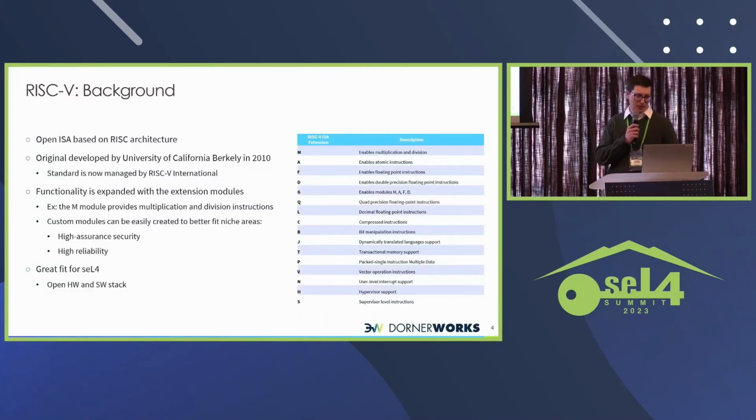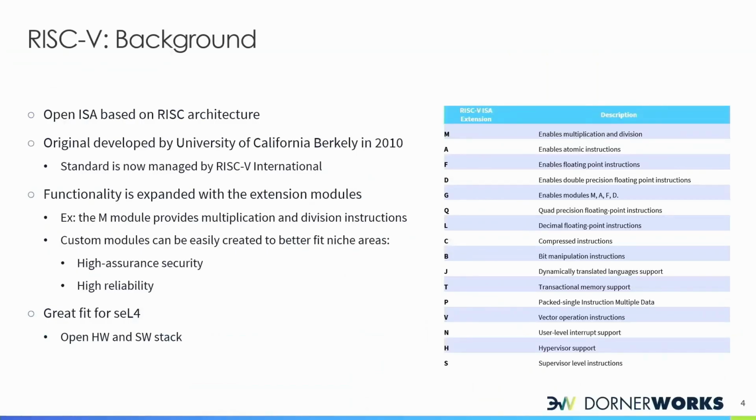So a little background on RISC-V. It's an open ISA based on RISC architecture. It was developed by Berkeley in 2010, but now the standard is managed by RISC-V International. And a lot of the functionality is expanded with extension modules, so the implementers can mix and match what functionality their specific implementation provides.